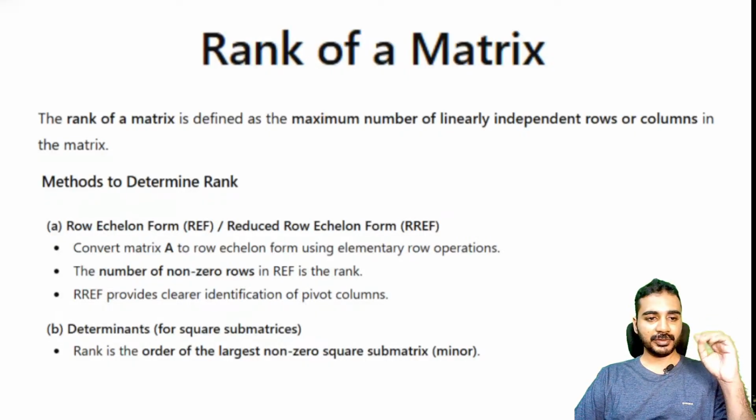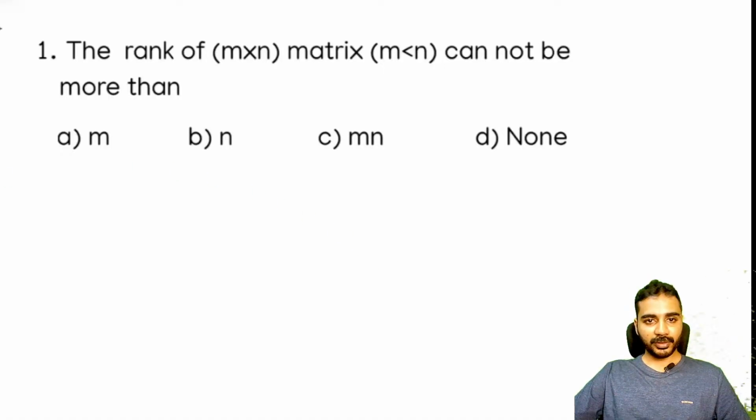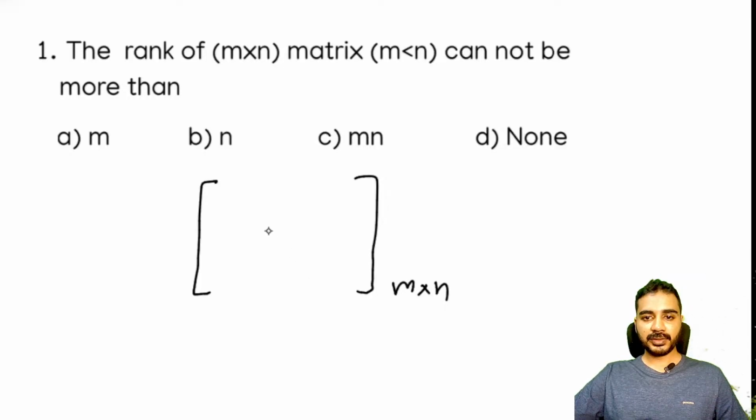From this topic, this is the first problem. If you are watching, you can do it along with me. The question is: the rank of an m by n matrix, where m is less than n, cannot be more than what? Let's assume this is that m by n matrix. What does it mean?